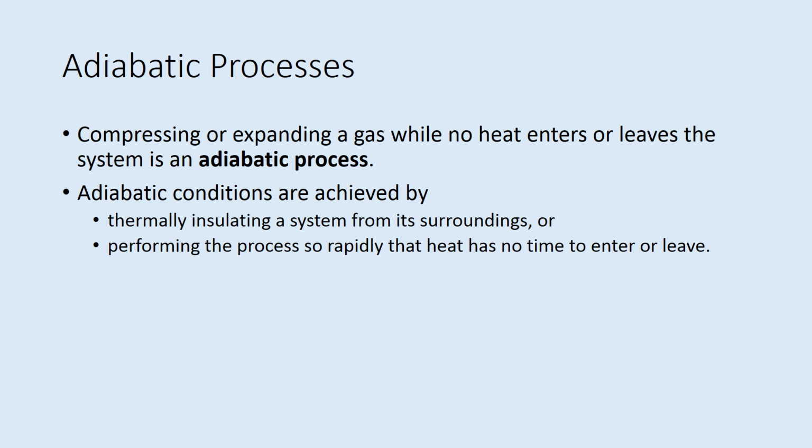Now, these adiabatic conditions are achieved by either thermally insulating the system from its surroundings, so there's no heat transfer, or doing it so quickly that there's insufficient time for heat to enter or leave the system. And this process is very important in a number of areas. We'll continue with this on the next slide.